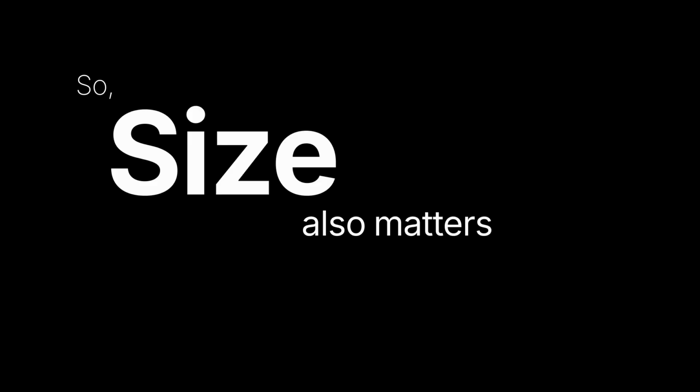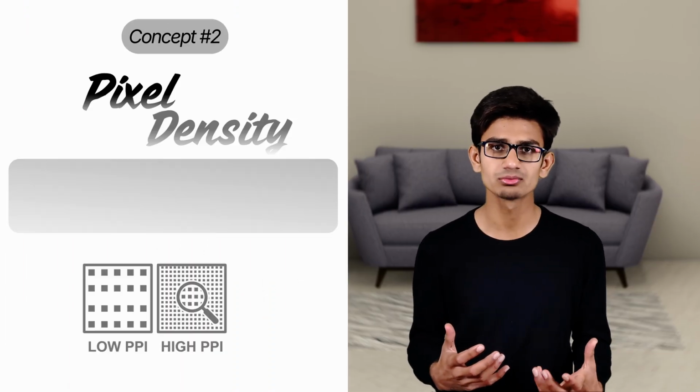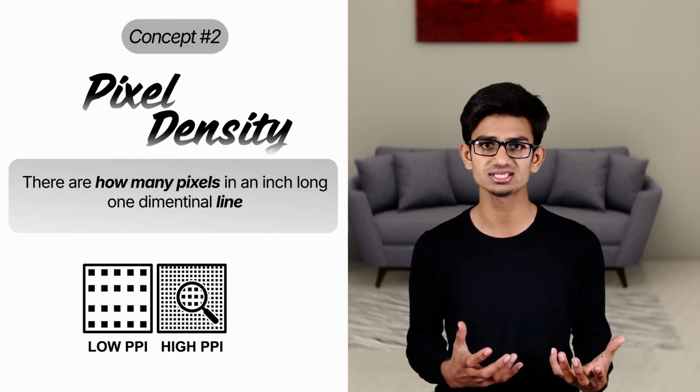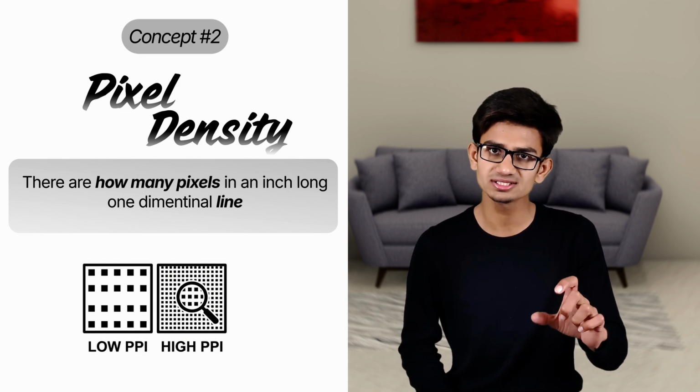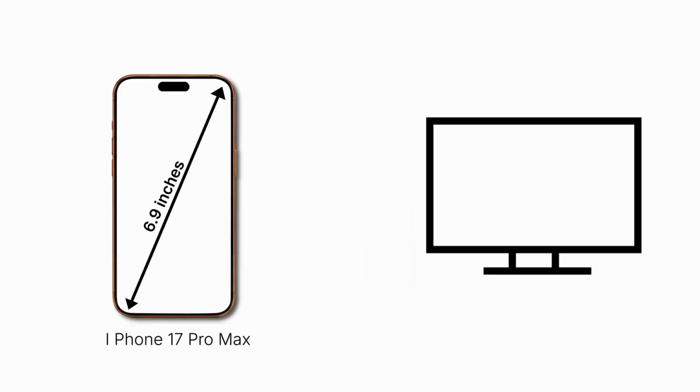So size also matters. Here's the next related and more important concept, that is pixel density or PPI. It simply means how many pixels are packed in a single inch of our display. Remember, it's not a square inch. It's just an inch-long one-dimensional line. So for example, we have two displays. One is your favorite 6.9-inch iPhone 17 Pro Max and the other one is a 24-inch monitor, and both have the same pixel density of 300 ppi. Then both of them will provide almost the same sharpness level. So yeah, pixel density can be a good parameter for determining the sharpness level of your display.